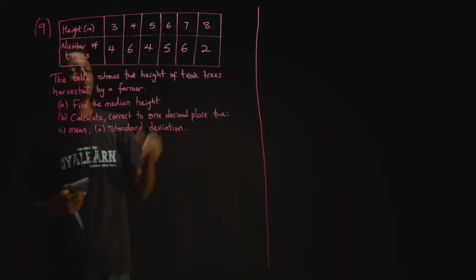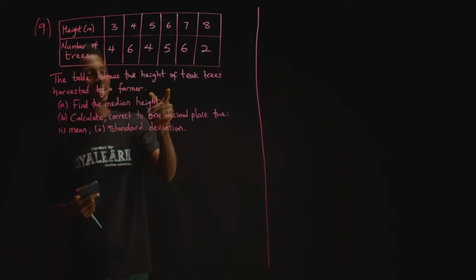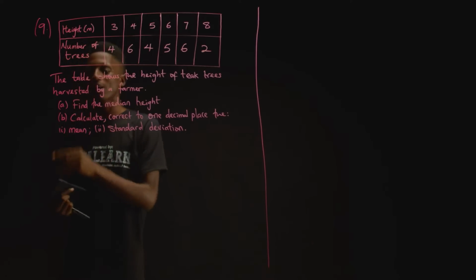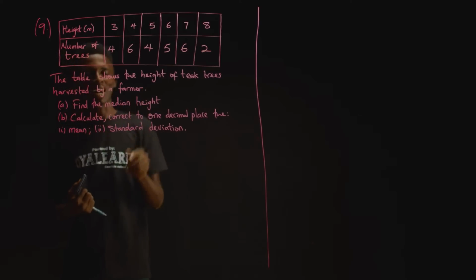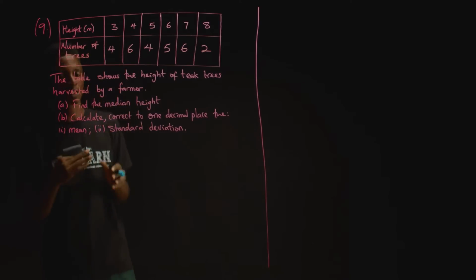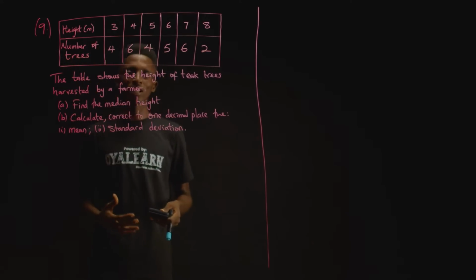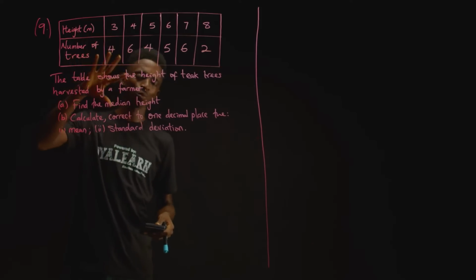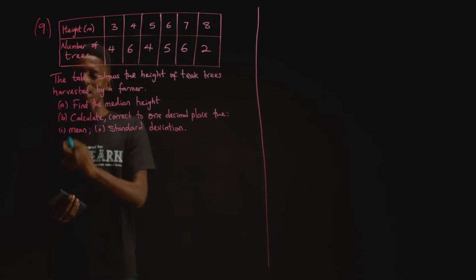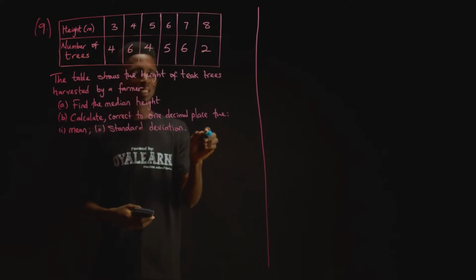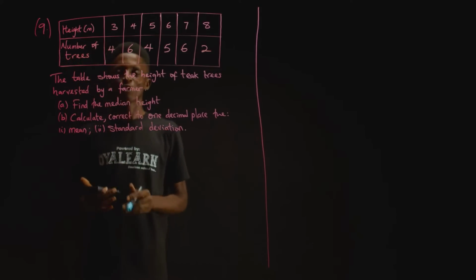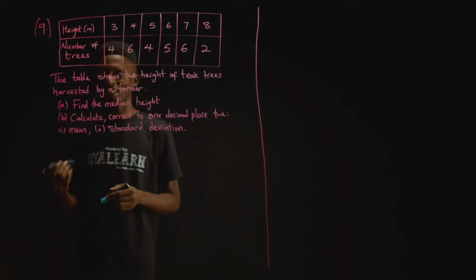Question 9 starts with a table and then says the table shows the height of thick trees harvested by a farmer. Now the A part says to find the median height. That is the median height of these trees. Now, before you solve questions like this, I advise that you read it to the end so that you know whether you have to process this table and what are the kind of values you should have in your new table. So the B part then says, calculate correct to one decimal place, the mean and standard deviation. So you see here that we're going to get up to mean and then standard deviation.